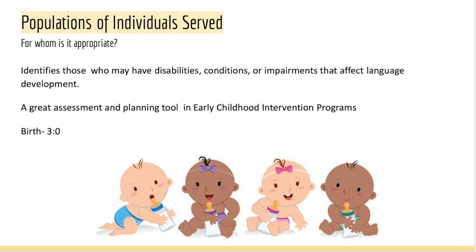The REEL-3 assessment only measures the language development of a small percentage of the population. It is designed for the age range of birth to 3 years of age. When calculating the age, to check if this assessment is appropriate for the client, you must adjust for prematurity. It identifies those who may have disabilities, conditions, impairments that affect language development. This is a great assessment and planning tool for early childhood intervention programs.